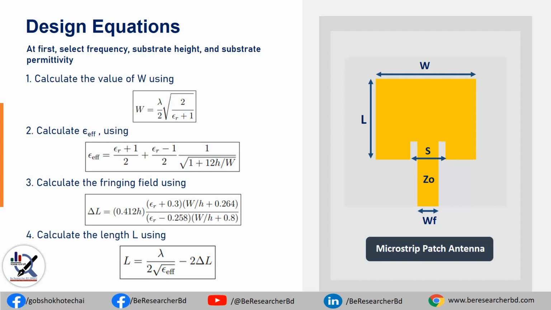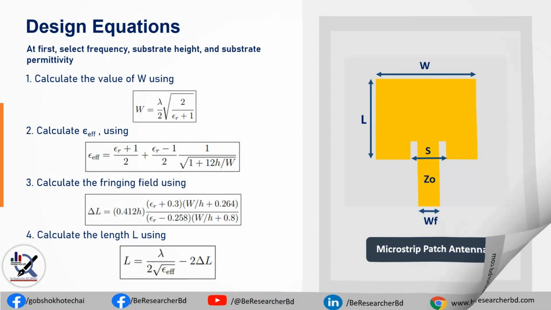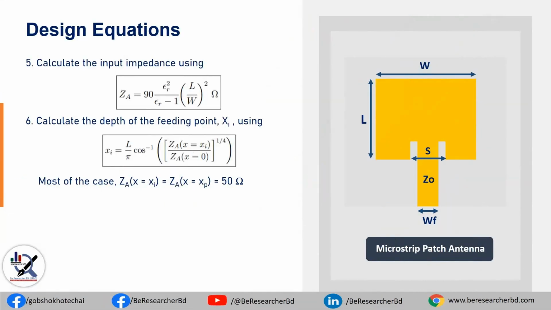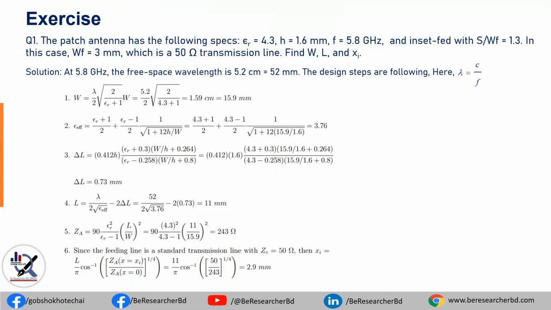In the effective permittivity and fringing field equation, H denotes the substrate height and W is the patch width. The input impedance ZA is calculated by the following equation. Finally, we need to calculate the depth of the feeding point using the given equation. Let's do an exercise using these equations.